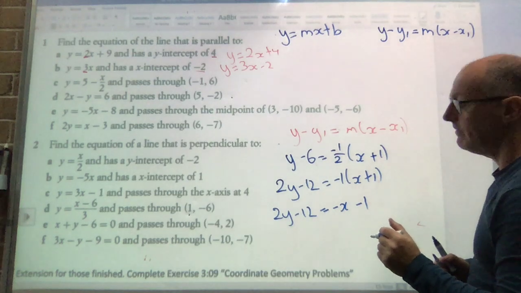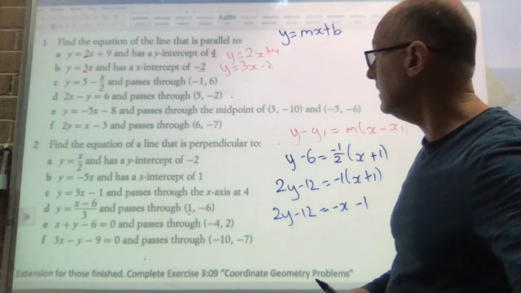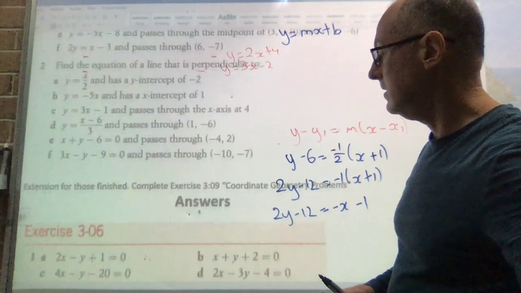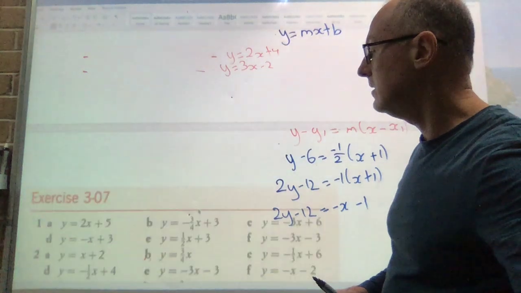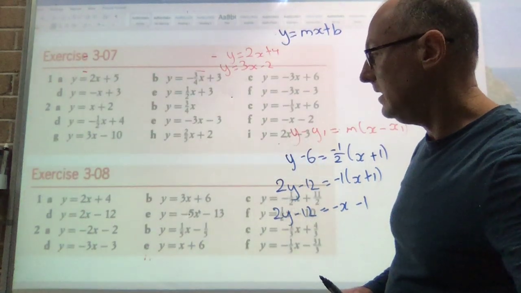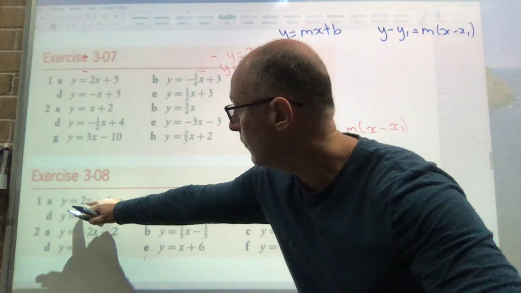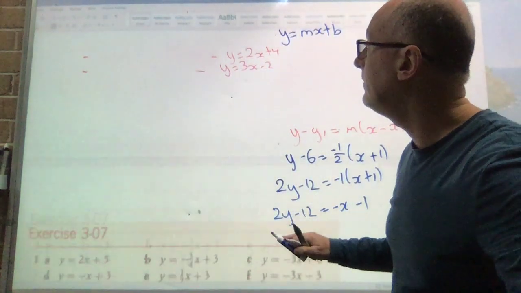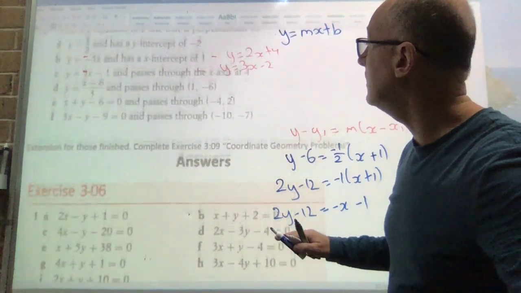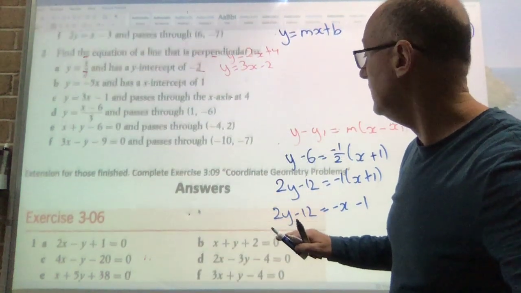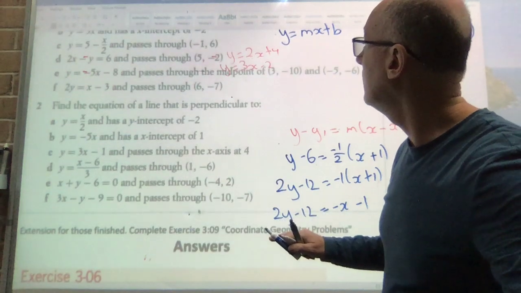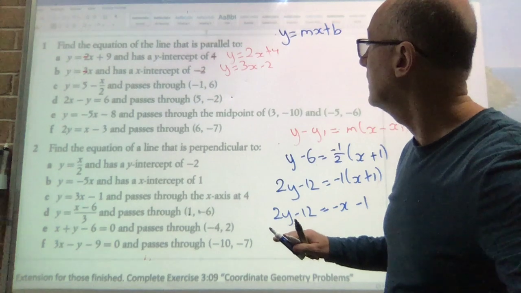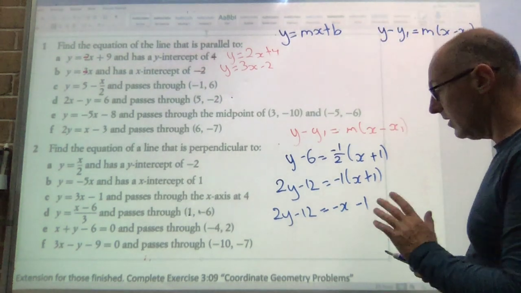Do they want it in general form? I'll just see how they want the answer. I'm just going to scroll up to the answer. In 308, they want the answer in gradient intercept form. So yep, they want it in that form there. Okay, so just going back down again. Sorry about that, guys. Just completing this question. They want it in gradient intercept form.